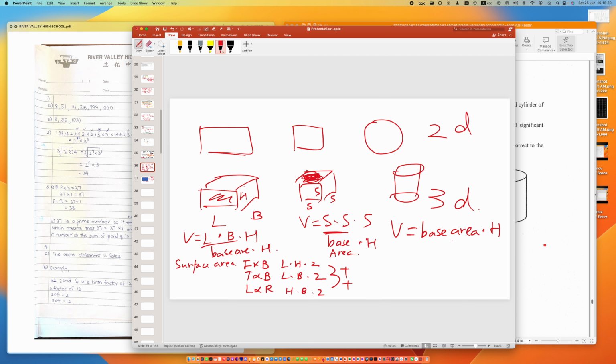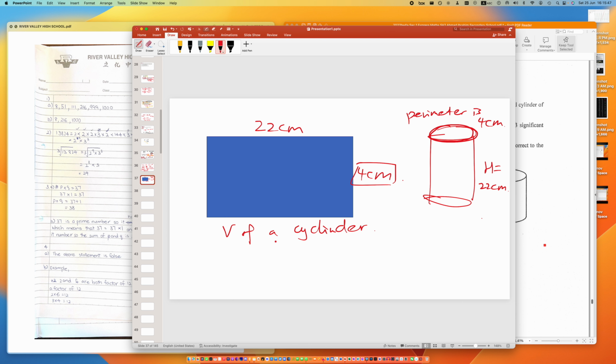In a way, this is also the height. So in fact, for all these three, the volume is base area times height. So actually you don't need to memorize. You have one less formula to memorize already. The volume of the cylinder is base area times height.